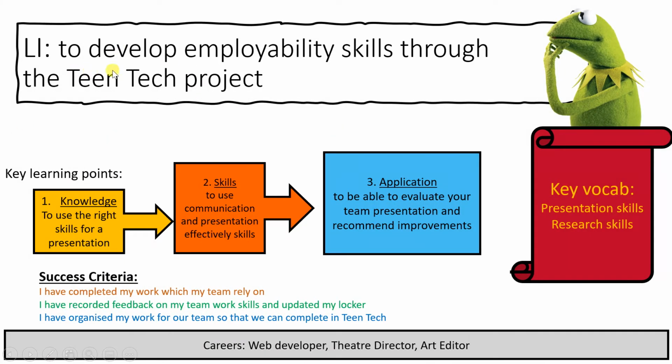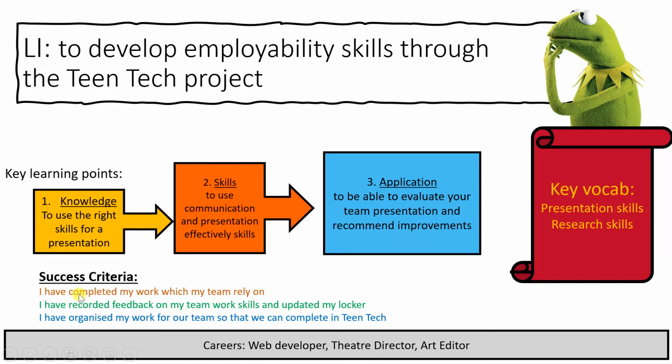So let's go through the learning points, the steps we're going through in this lesson. We're starting off making sure we're using the right skills for our presentation, communicating and presenting effectively, so you've got a captive and interactive audience. And then the application, the higher level skills, is being able to evaluate the team presentation and making sure you have recommended improvements. So the vocabulary is just about presentation and research skills, because remember that's what we were presenting.